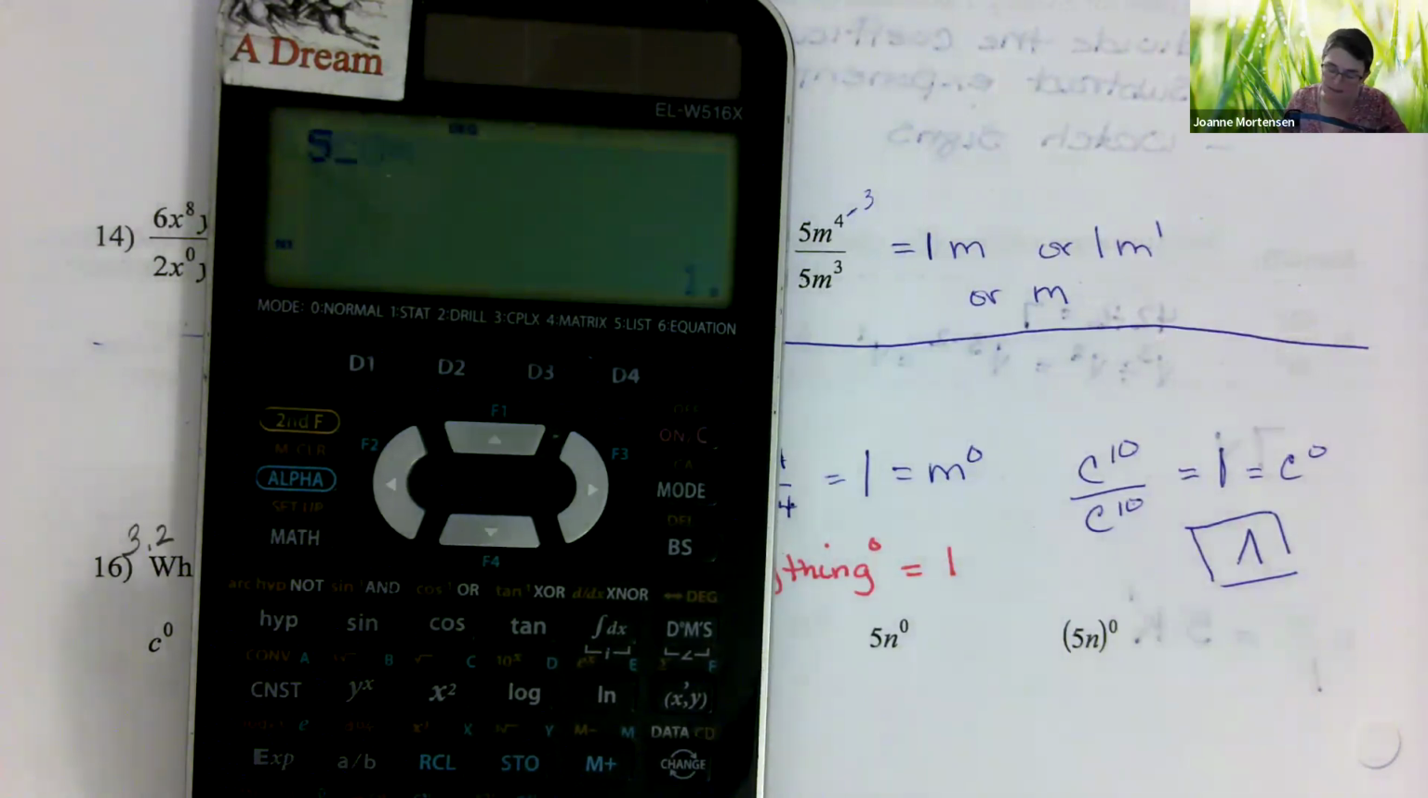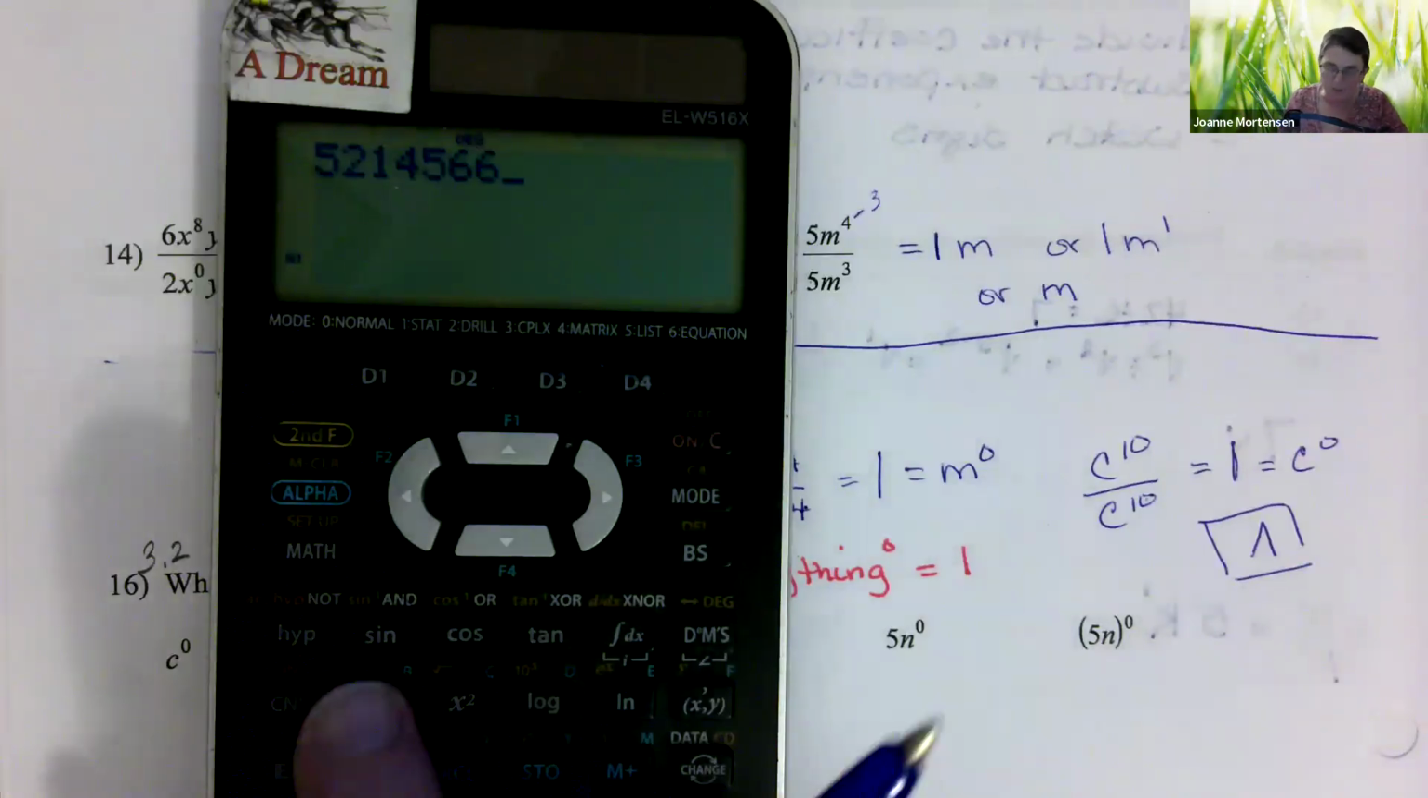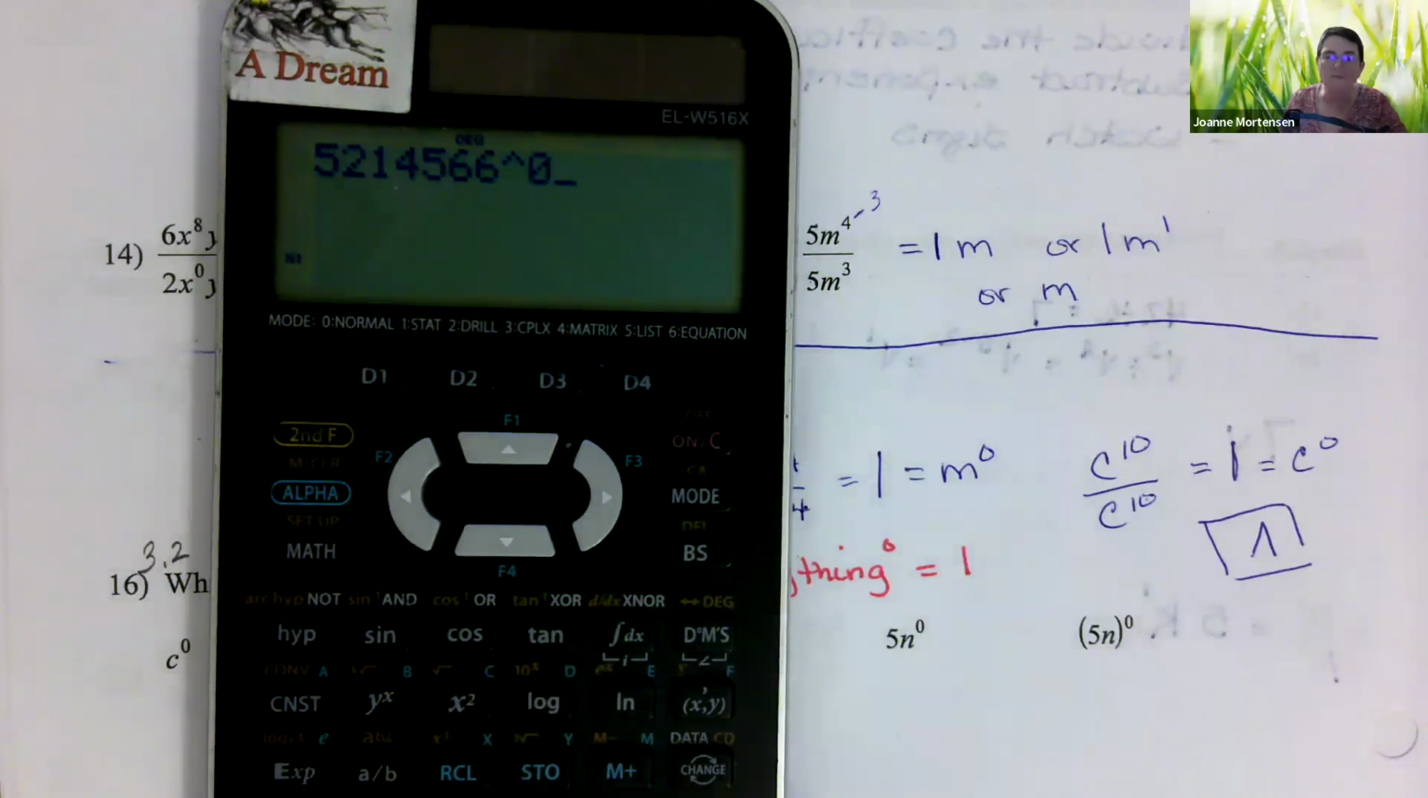Hey, check this out. 5, I don't know, some ridiculously big number, exponent 0. It's 1. Put in whatever you want. It's going to be 1.